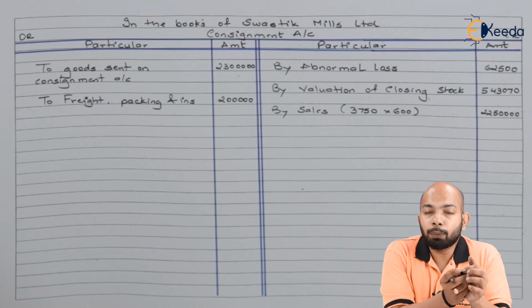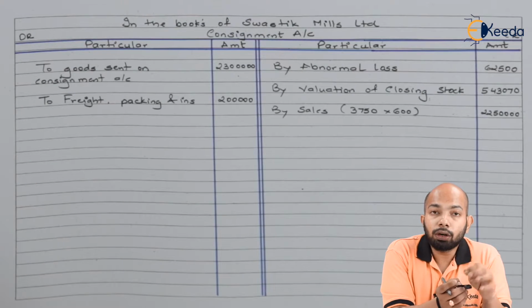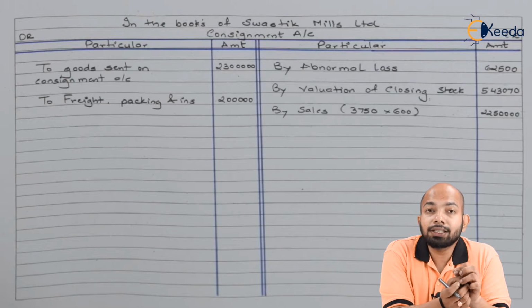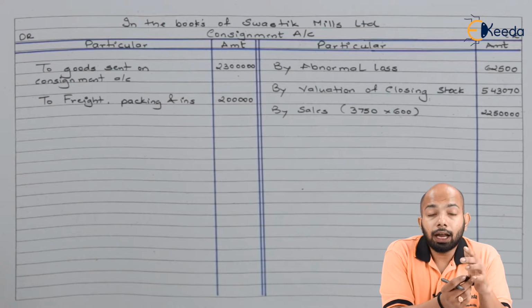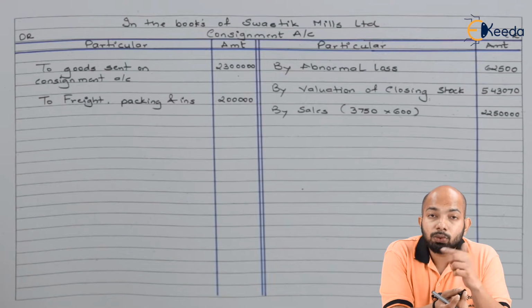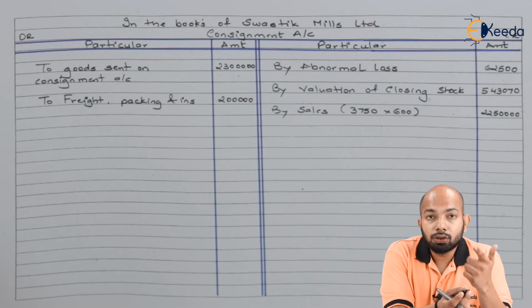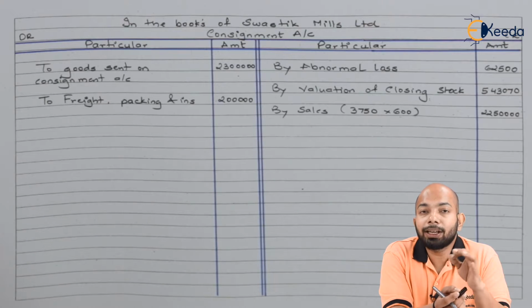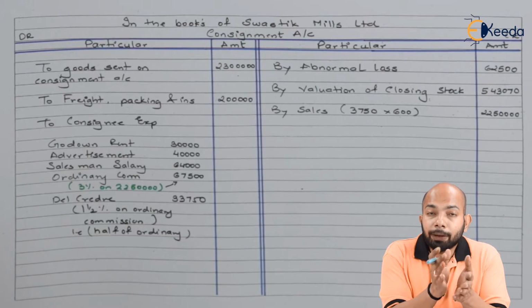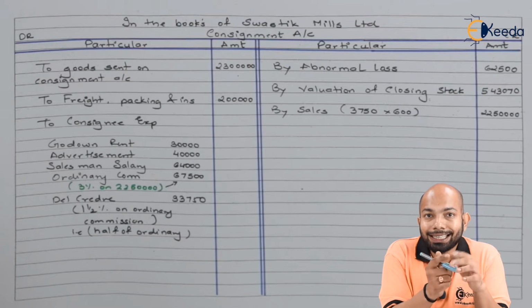Now the next entry that we have posted here is sales. That is for 3750 kilos being sent out at 600 per kilo. That has been mentioned down there. Now additionally, on this basis we have to calculate the commission here. So let's mention the commission entry, which will include the expenses borne by the consignee as well. Now we have mentioned the total of expenses here. Let's read it out.